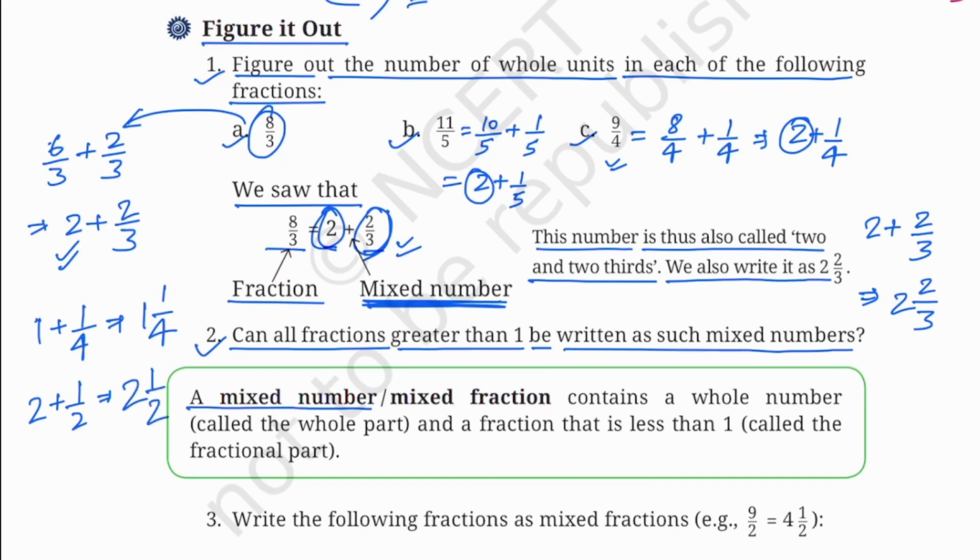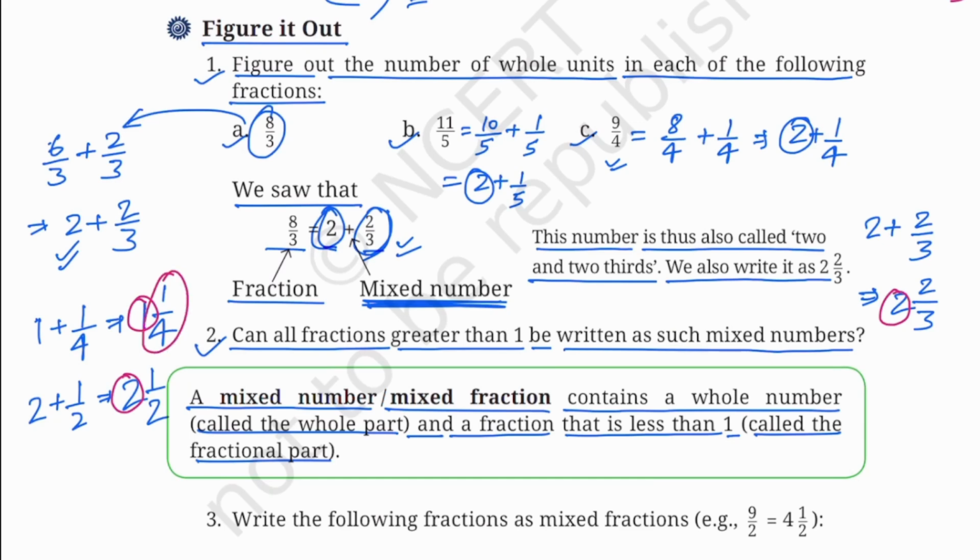A mixed number or mixed fraction contains a whole number called the whole part and a fraction that is less than 1 called the fractional part. You can see this is the whole part, and this is called the fractional part, which is less than 1.